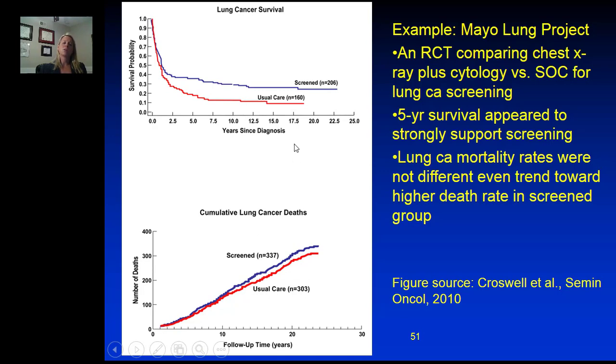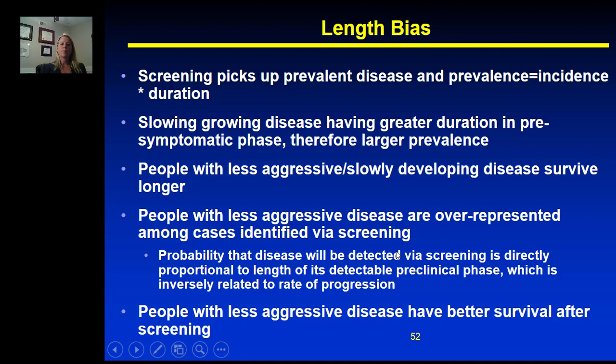And this is a clear example of how, if we present the effect of screening by looking at survival times, it could lead to a false conclusion. So now I talk about length bias. This is slightly different than lead time bias. This is a bias that occurs as a function of the severity of the disease.